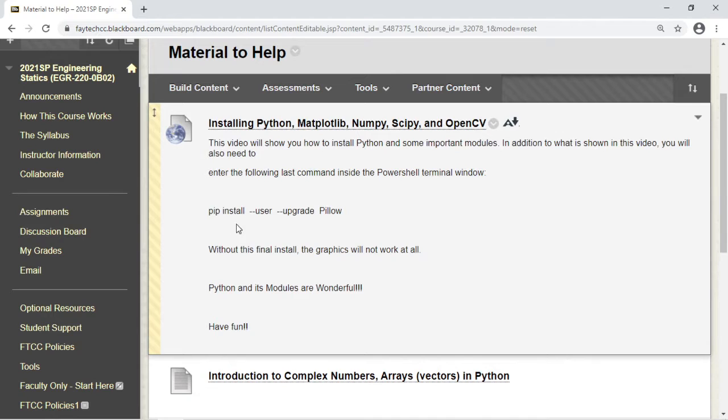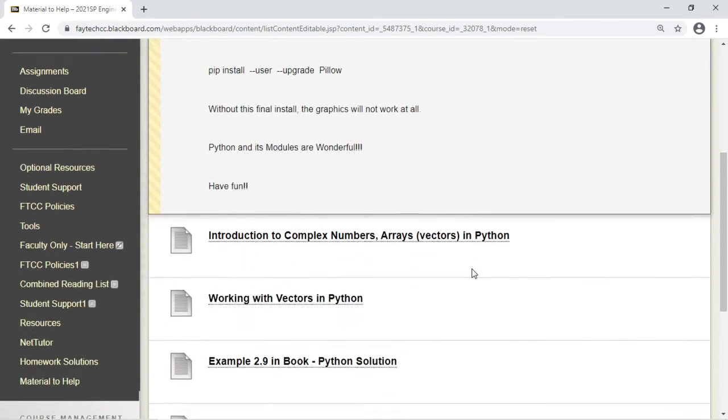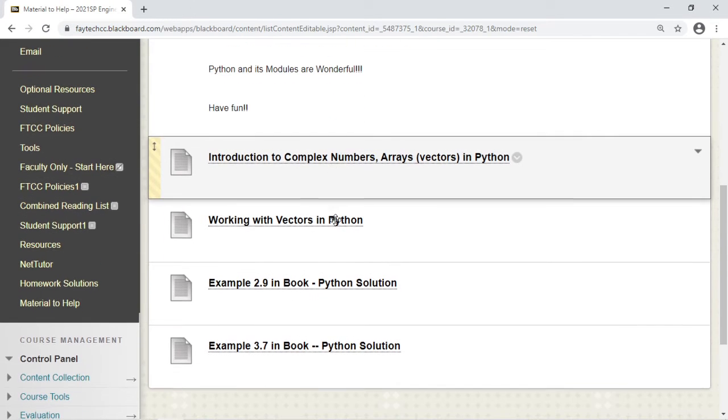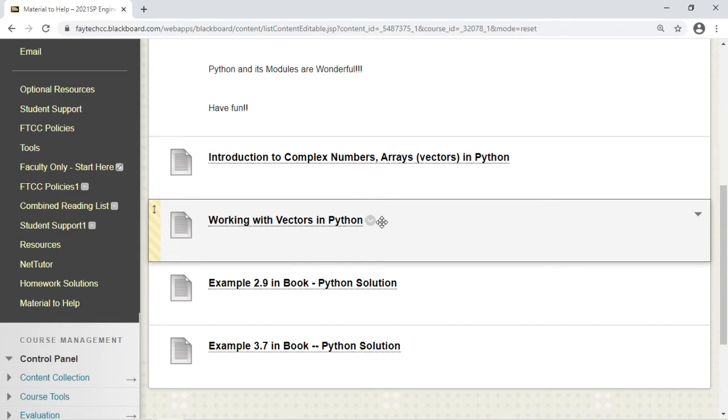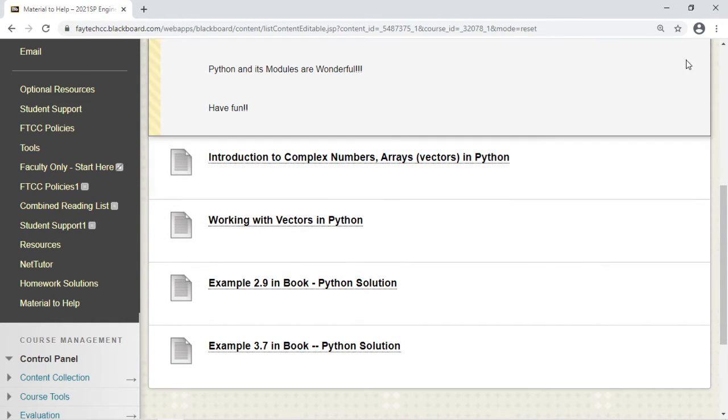And then what you want to do is, after you do all these instructions here, go in and do this command, and essentially this is the same way you installed all of these. You just basically put this command into the PowerShell, and if you don't do that, the graphics won't work. Then what you want to do is download these 4 files, or folders. These are Python files, and here's just introducing you to complex numbers and arrays, and here working with vectors, and then these are 2 examples of the books where we apply it. Okay? Alright.